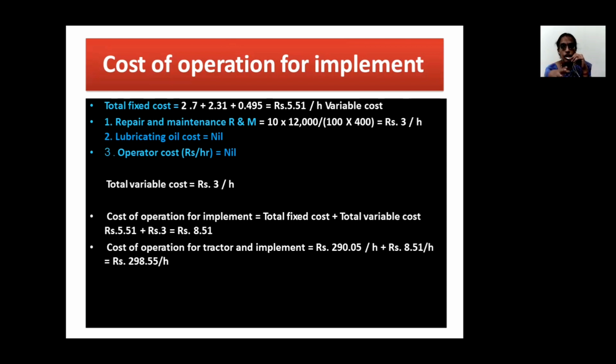Then the total fixed cost and the variable cost are summed up to give the cost of operation of the implement. The 290 is the cost of operation of the tractor, and plus this one. If you sum up these terms, you can calculate the cost of operation of the tractor with the attached implement. It may be charged around 300 rupees per hour, or 298.55 rupees. So this is how you can calculate the cost of the tractor with the attached implement. Thank you.